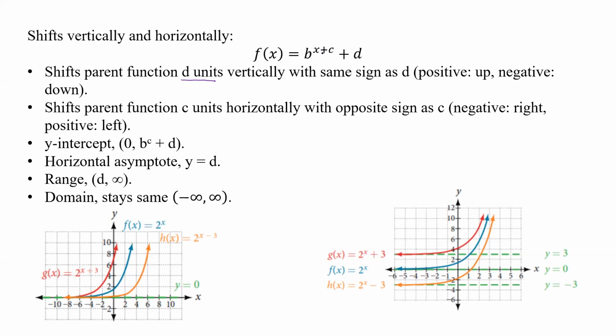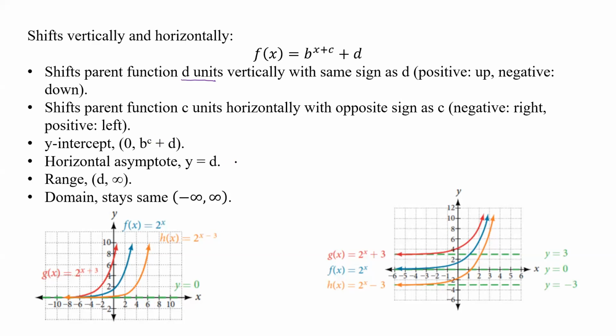Now, what does this do to all of our different items? Well, for the y-intercept, now we have b to the c plus d. So it's going to change your y-intercept to this new intercept. And so we'd actually have to plug all that in, figure out what the new intercept is, and then that would give us our value.